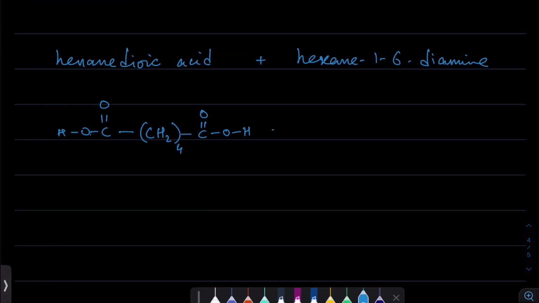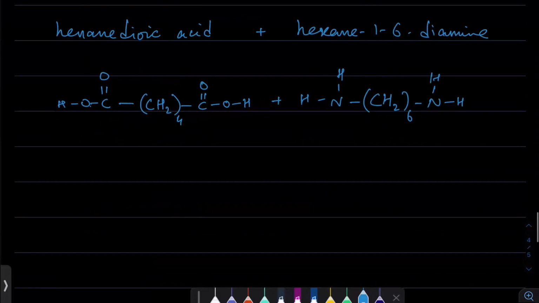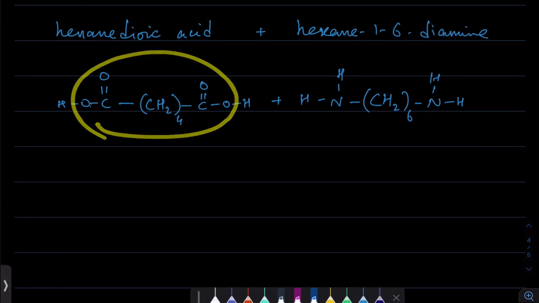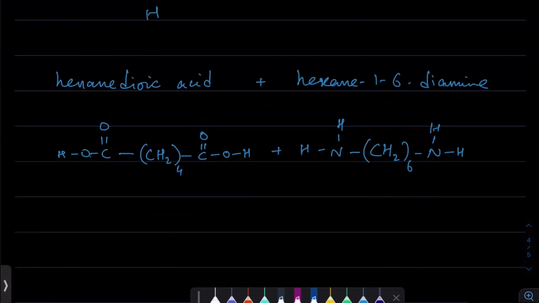Now I'll react it with hexane 1,6-diamine. So I have now 6 CH2 groups that are joined with NH2 on this side and NH2 on this side. So notice कि मैं जो पहले box बना रहा था, वो box की जगह पे we have definitive structure. Now the reason we call this nylon 6,6 is because इसमें यहाँ पे भी 6 carbon है monomer में और इस monomer में भी 6 carbon है. So that's why it's called nylon 6,6.